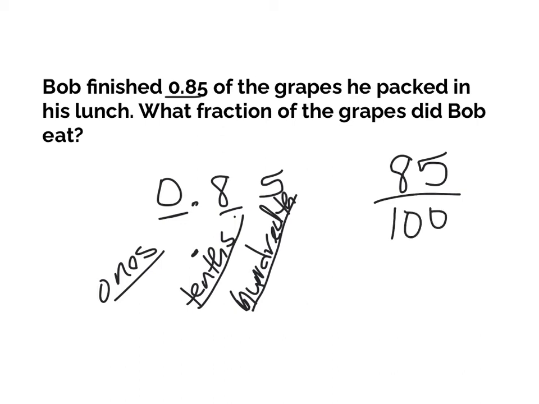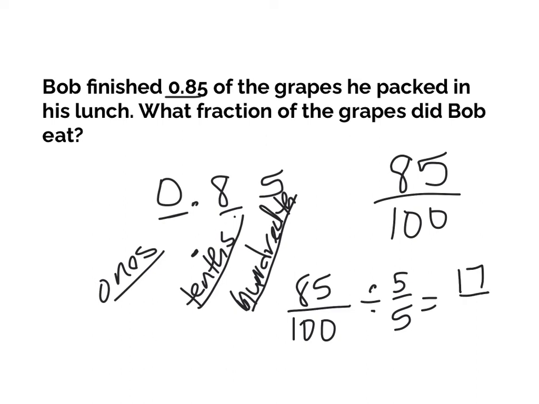Now all we have to do is simplify it. Now, because they end in 5 or 0, that means it's divisible by 5. So we're going to divide it by 5. So 85 divided by 5 is going to be 17, and 100 divided by 5 is 20. Now, can I simplify 17 and 20? No, because 17 is a prime number. So that means we are done. And that means 85 hundredths is equivalent to 17 out of 20.